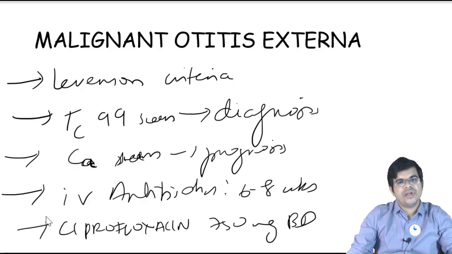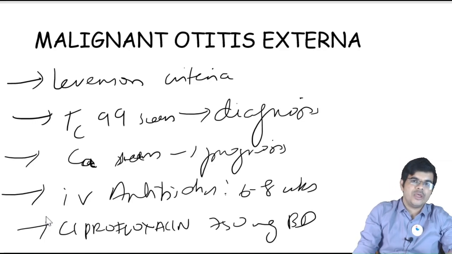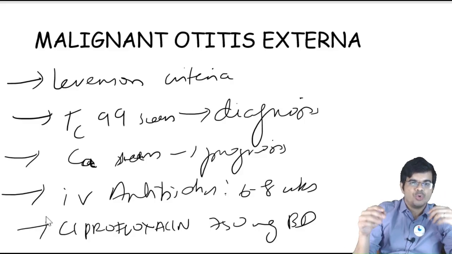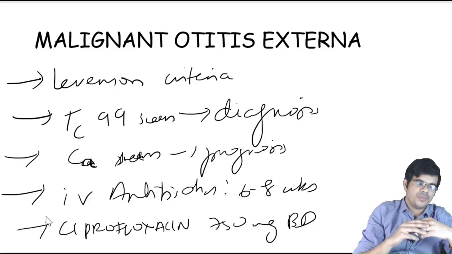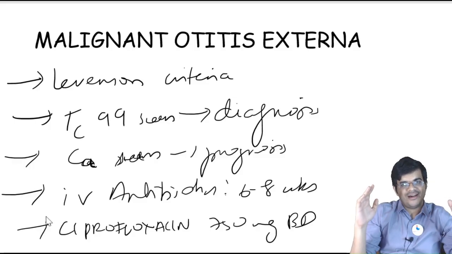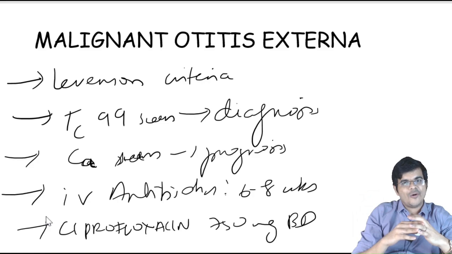Okay, 750 mg BD has to be given, and even tab rifampicin has also been given for malignant otitis externa, apart from the routinely used antibiotics that are needed for the pseudomonas like the ceftazidime and piperacillin tazobactam. Okay, and levofloxacin. Levofloxacin is very much active against pseudomonas. Okay, and apart from all that, even rifampicin can also be used for malignant otitis externa. Okay, so that's about malignant otitis externa, and that is the most severe form of otitis externa.